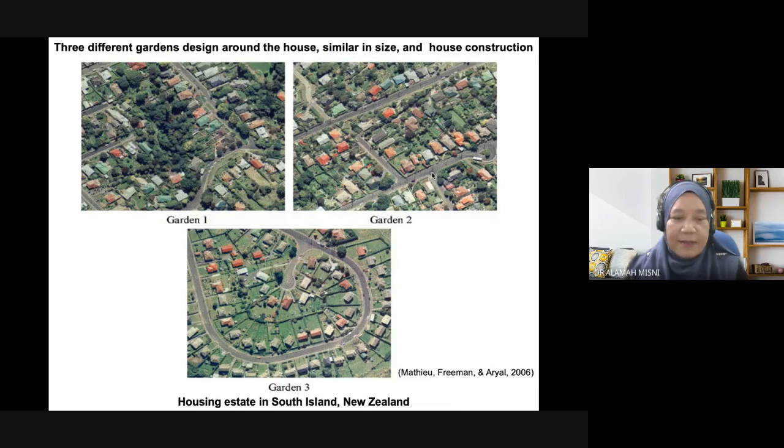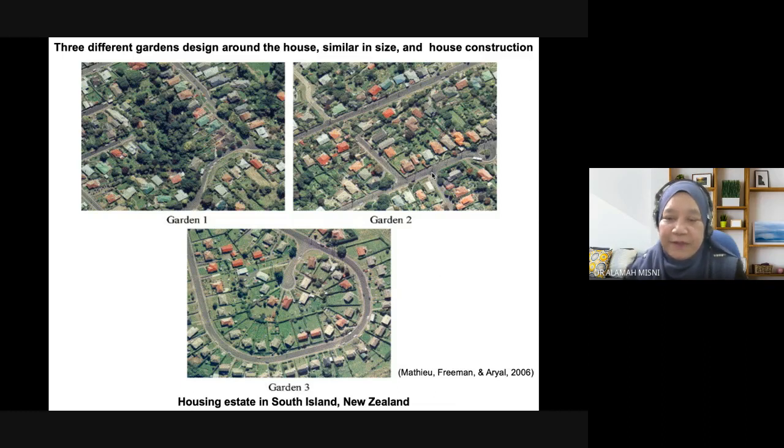This is an example of different settings of housing estate. This is an example located in South Island in New Zealand. Okay, look at this. The housing setting or the housing estate is similar, so I guess the construction of each housing is also similar, but the difference here is the age or maturity of the landscape located around this settlement.